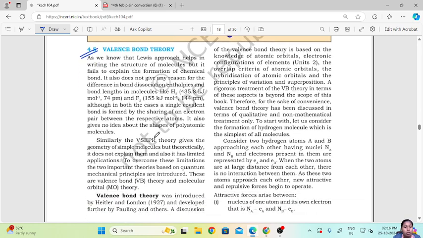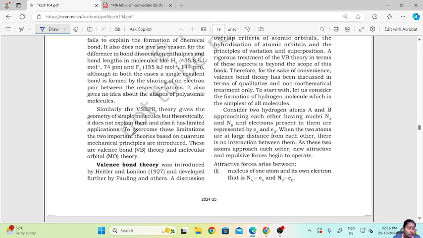So it also gives no idea about the shapes of polyatomic molecules. Again here, the Lewis approach, as I told you initially, doesn't give you anything to do with the shapes. Now, similarly, the VSEPR theory gives the geometry of simple molecules, but theoretically it does not explain them, and also it has a limited application.